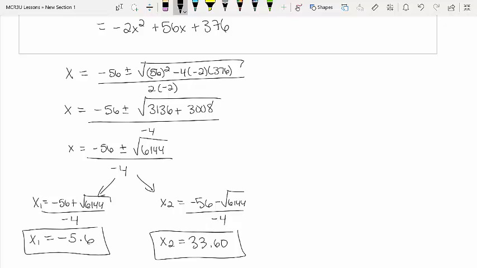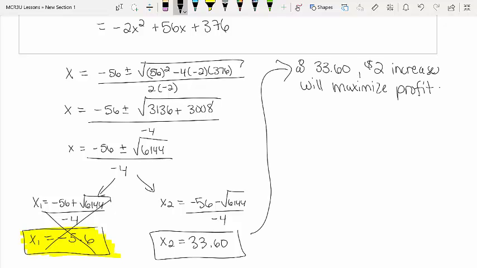So we have to look at these 2 values and ask ourselves which one makes sense. Remember, x represents the number of $2 increases, and because you can't have a negative value to represent the number of increases, right? You can't increase it by negative 5.6 times. We can actually rule that out. So therefore, we can conclude that 33.6 $2 increases will maximize your profit. But the question asked us what the ticket price was that would maximize profit. So let's go ahead and figure out what the ticket price is.